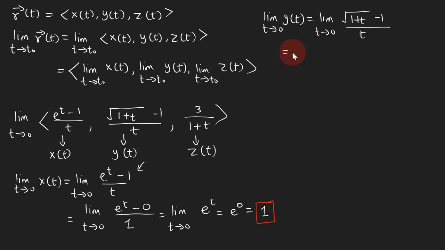Okay, so I'm going to have this to be the limit as t approaches 0 for the square root of 1 plus t minus 1 divided by t. Okay, multiplying by the conjugate, so that will be the square root of 1 plus t plus 1, divided by the square root of 1 plus t plus 1.